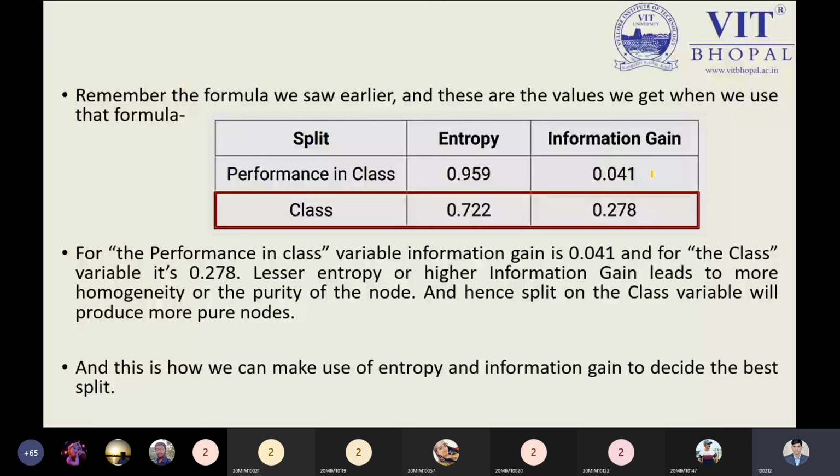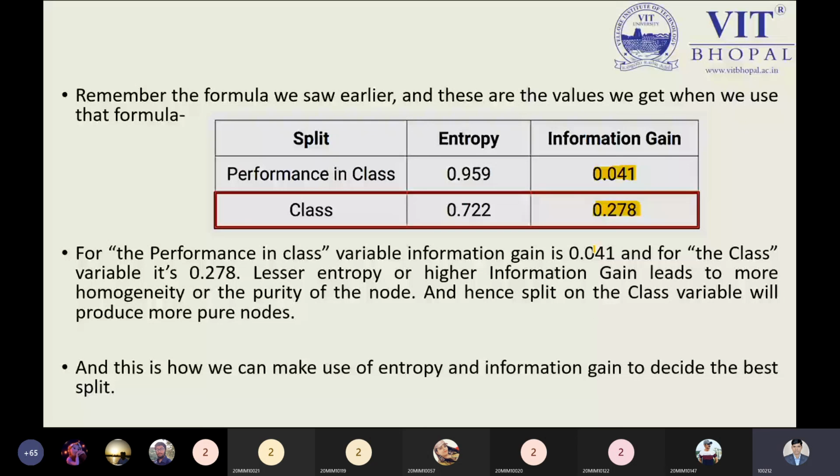But in the case of the split based on the class, we got the entropy 0.722. So we are getting the information gain of 0.278. So here we have two features. We can split our data in two ways, either by the performance in the class or by the class standard, 9th or 10th standard. So which feature must I choose to divide my data?